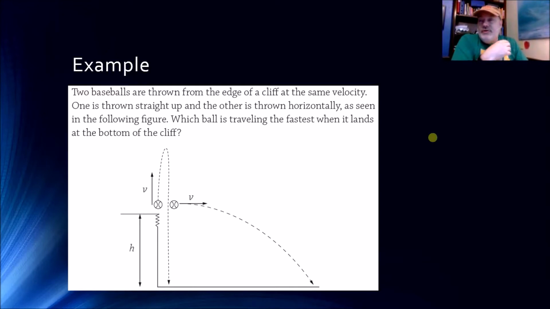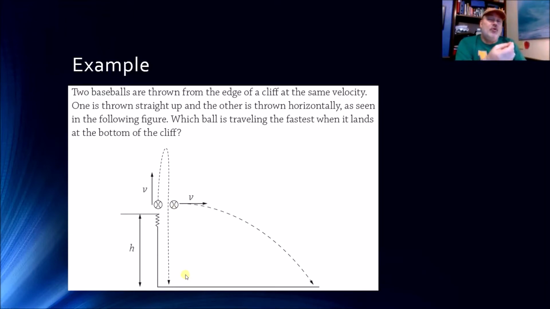All right, in this particular example, we have two baseballs that are thrown from the edge of a cliff at the same velocity. One's thrown straight up, one's thrown straight horizontal. Which ball will be traveling the fastest when it lands at the bottom of the cliff? All right, so what's our system? I'm going to include the baseball and the Earth, so I have both kinetic and gravitational potential energy.